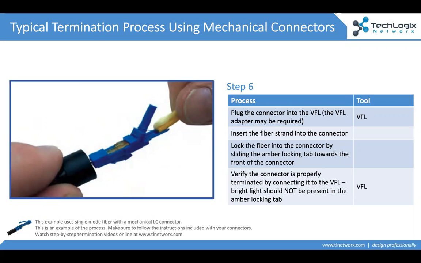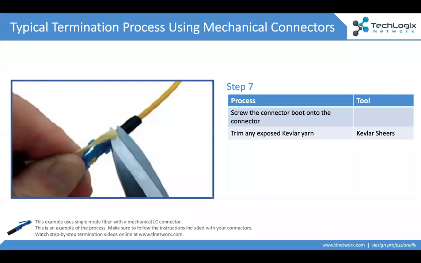That allows you to slide your cable in. Once you slide your cable in and you see proper termination, you slide that little amber tab forward. It locks that fiber in place. Now we close our connector, screw the boot on, and cut our Kevlar off. This preps it up. We've got a nice finished termination at this point.